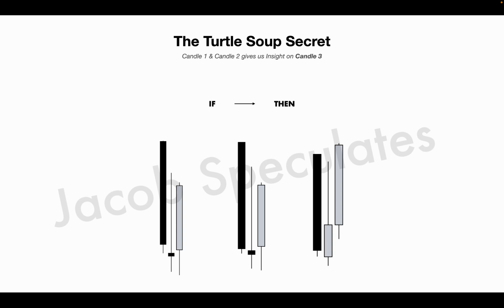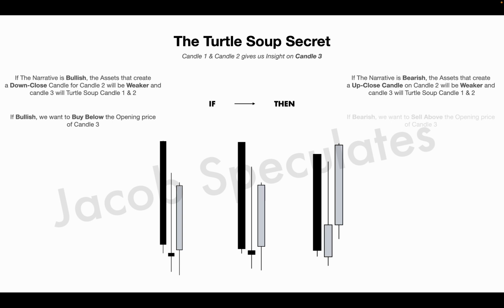The turtle soup secret. Now, candle number 1 and candle number 2 give us insight on candle number 3. So our main goal is to focus on candle number 3. As soon as we identify that there is a high probability PSP, we have candle number 1, candle number 3 tipping its hand, and we have candle number 2 tipping its hand. So if the narrative is bullish, the assets that create a down close candle for candle number 2 will be weaker, and candle number 3 will turtle soup candle 1 and 2. If we're bullish, we want to buy below the opening price of candle number 3.